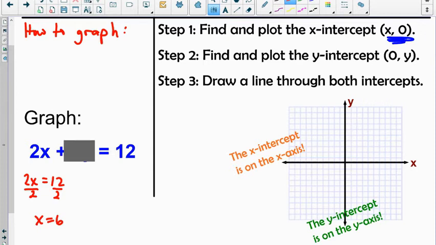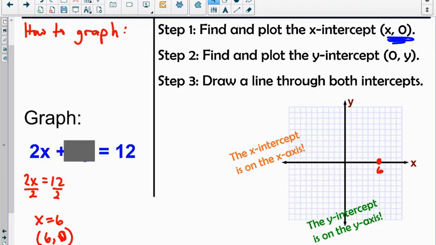So when y equaled 0, x equaled 6. In other words, 6 comma 0 is the x-intercept. I could then plot that on my graph by going to the right 6 units, and I don't go up or down at all because my y-coordinate is 0. That makes it right on the x-axis.